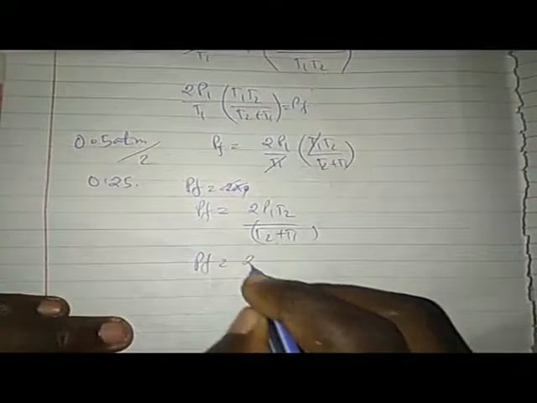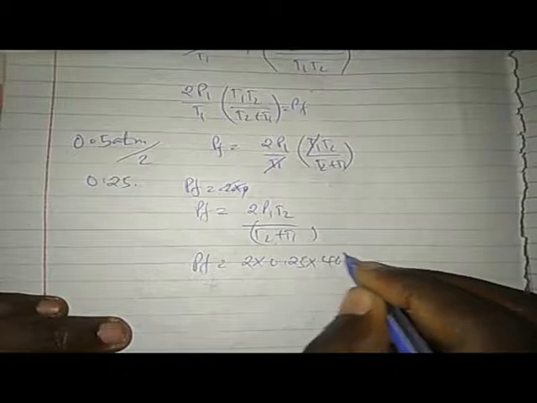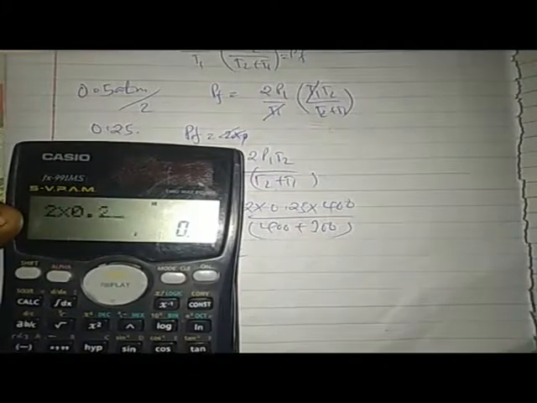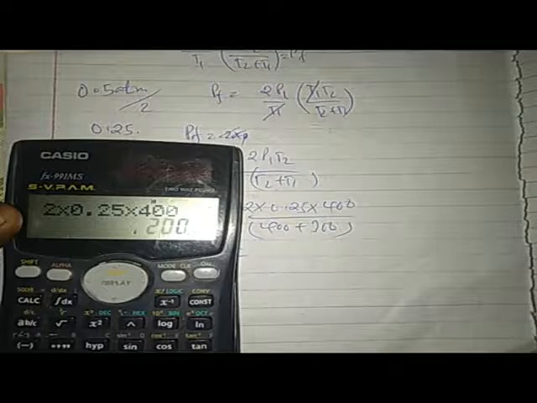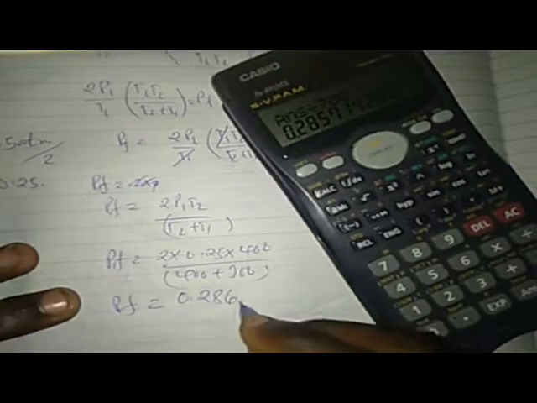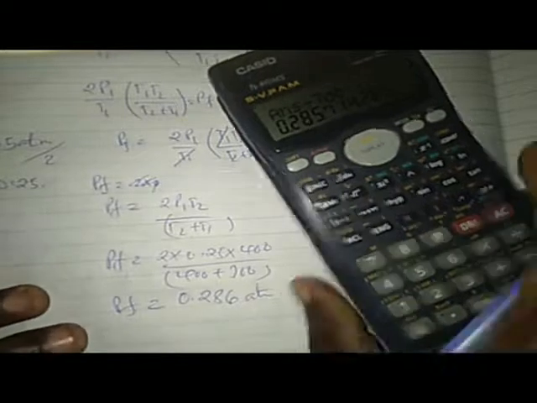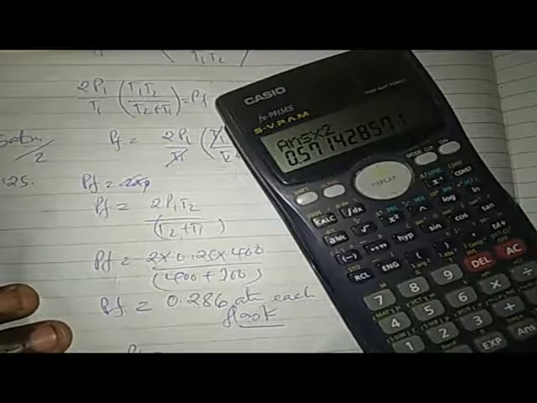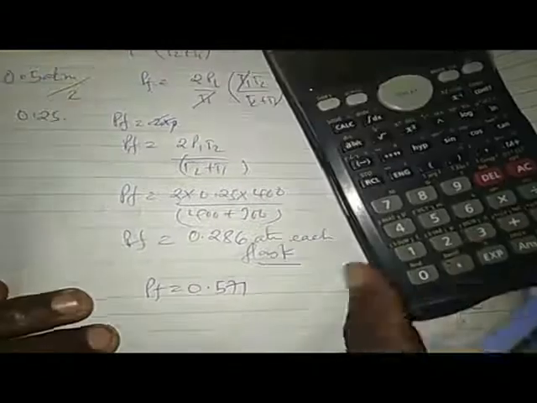So pressure final will be equal to 2 times pressure 1, which is 0.25, times 400 divided by 400 plus 300. Pressure final will be 2 times 0.25 times 4 divided by 7, and you get 0.286 atm. Now this is for each flask. If we want the total pressure, it is times 2. So the total pressure will be 0.571 atm, the same value as in the previous question.